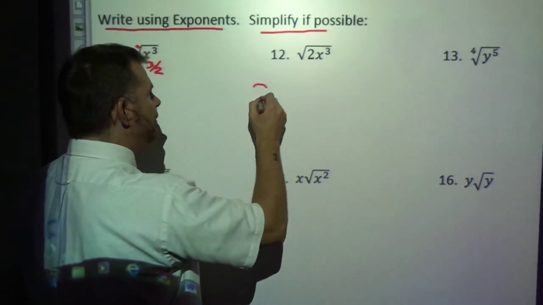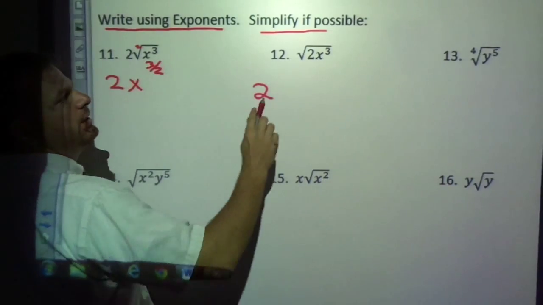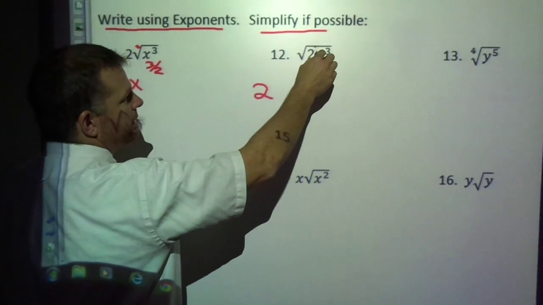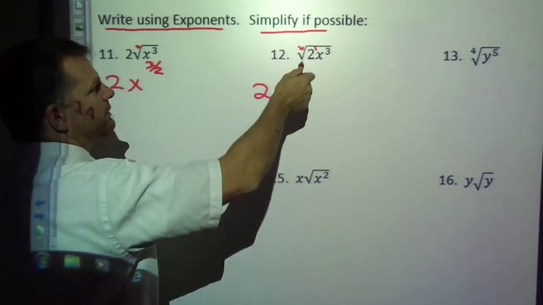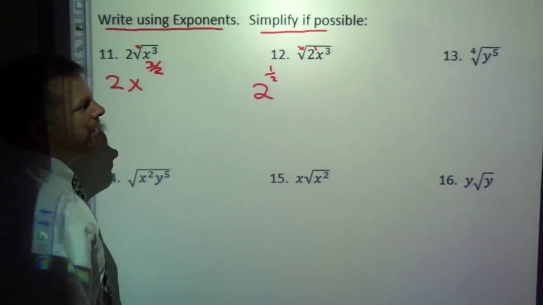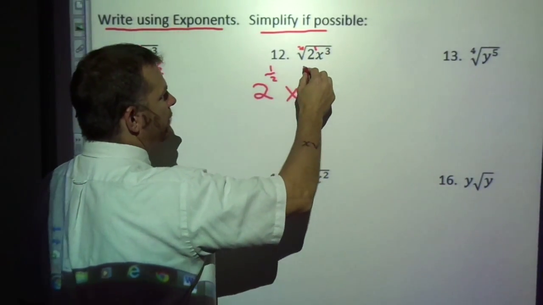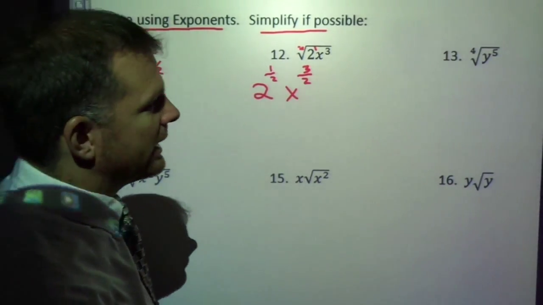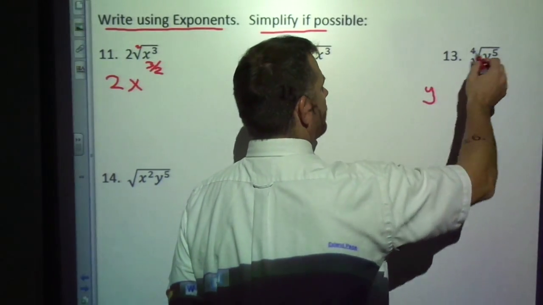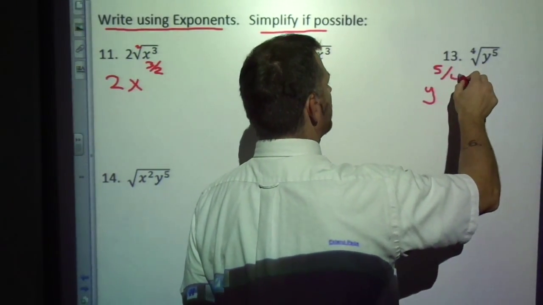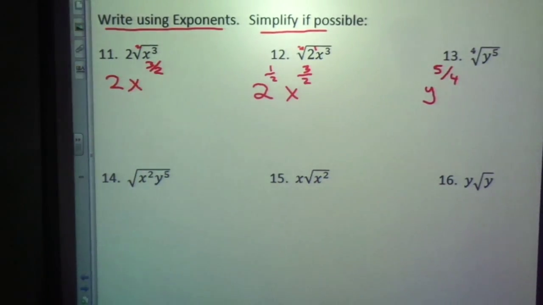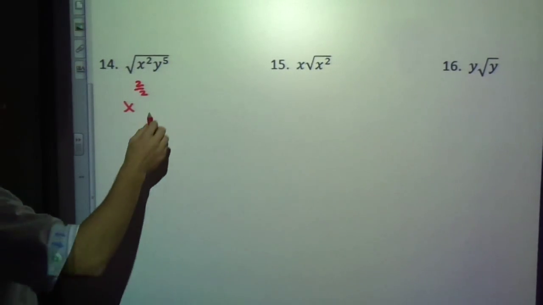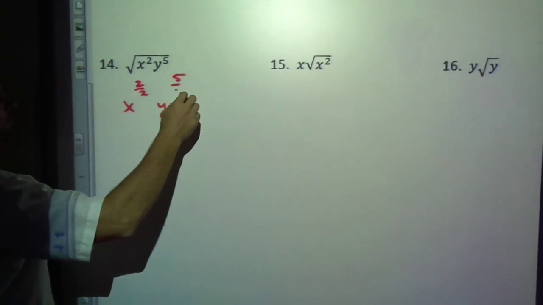On this one, we have a 2, but now it's not to the first like it was here. Now it's on the inside of a radical. Square root, remember the exponent here is a 1, and the index is a 2, so it's the 1/2 power, and then x to the 3/2 power. Now I've just written them using exponents. This is y to the numerator is 5, denominator is 4, 5/4 power. Down here, x to the 2/2 power and y to the 5/2 power.